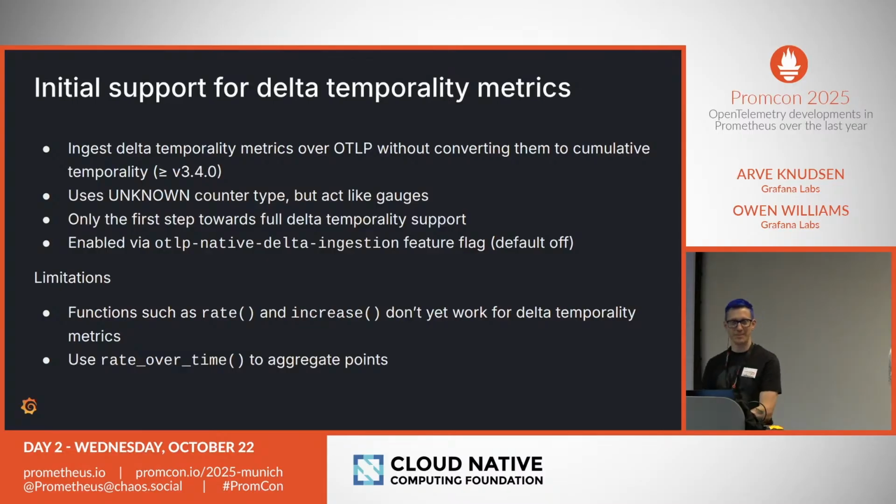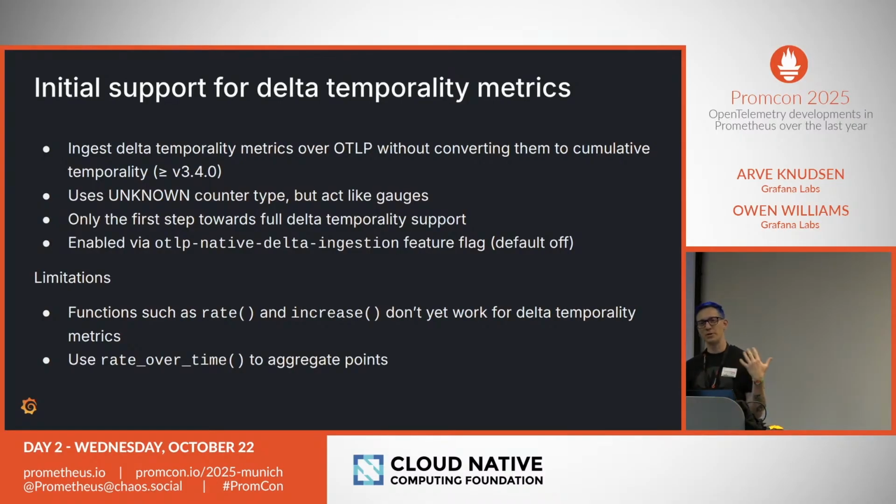So another thing that we've worked on, and something that Fiona talked about yesterday, is initial support for delta temporality metrics. So this is going to be pretty redundant to what she said in much more complete terms. But since version 3.4, it's possible to ingest delta metrics over OTLP without using the delta to cumulative converter. They act like gauges, although they show up as an unknown counter type.